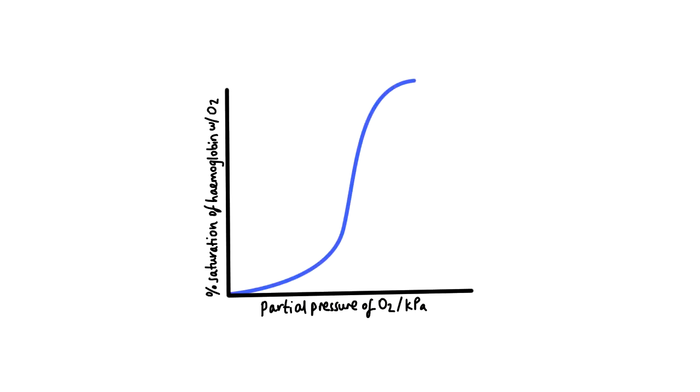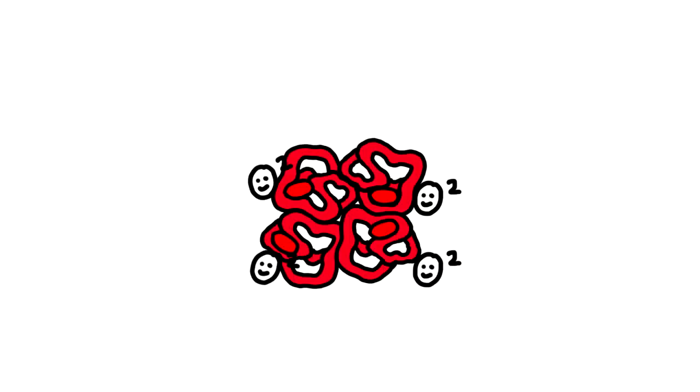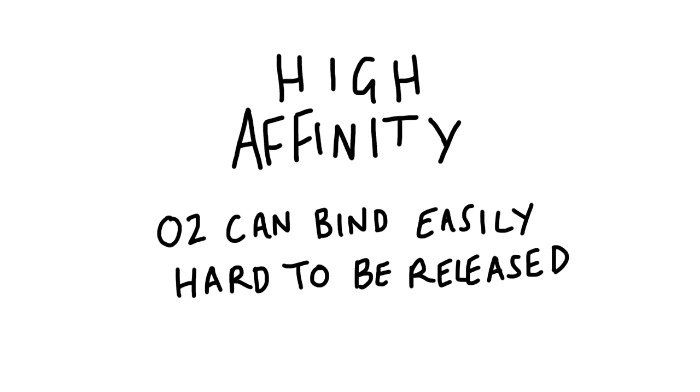An oxygen dissociation curve shows how saturated the hemoglobin molecule is with oxygen at any given partial pressure. And how saturated the hemoglobin molecule is depends on whether it has a high or low affinity. It's very difficult for the first oxygen molecule to bind to hemoglobin, but once it does, the protein undergoes a conformational change in shape, which makes it easier for the next 2 O2 molecules to bind to it.